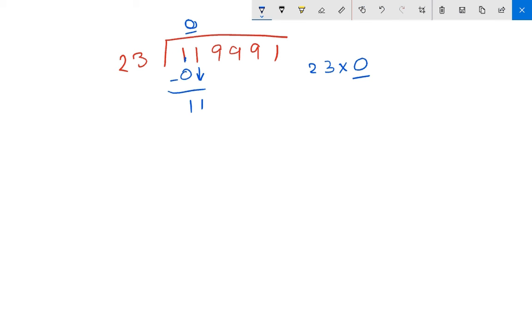Still, 23 is greater than 11, so 0 is the only thing that will suffice. So I'm going to put 0 there. How do I get 0? 23 times 0, which I've put there already. Okay. 11 minus 0 is 11. Bring 9 down. Now we have 119.